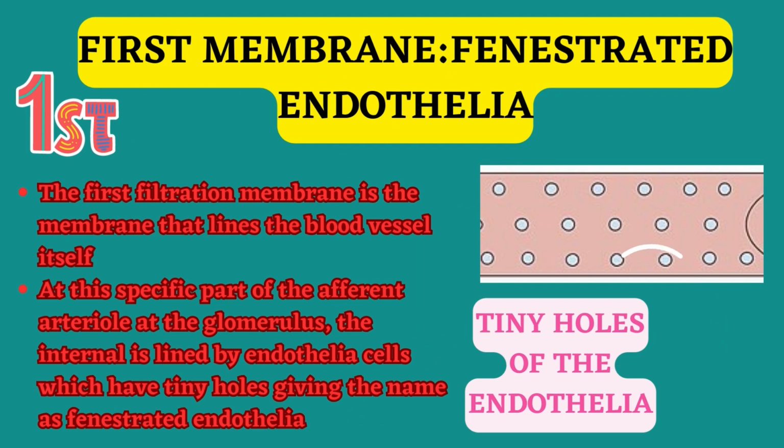The first filtration membrane is the membrane that lines the blood vessel itself. Remember, the external membrane that lines the blood vessels and all hollow organs are epithelia, which is the plural for epithelium. If the external is lined by epithelia, then the internal of the blood vessel is lined by endothelia, which is the plural for endothelium. At this specific part of the afferent arteriole at the glomerulus, the internal is lined by endothelial cells which have tiny holes, giving the name fenestrated endothelia.